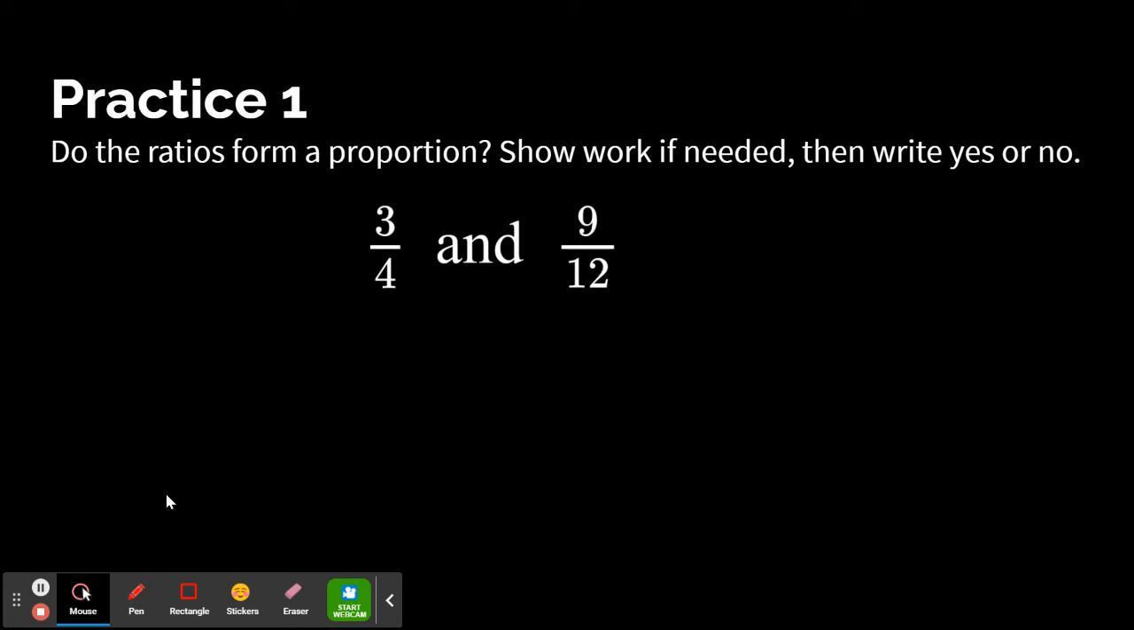All right. We already looked at that one. I just separated these.